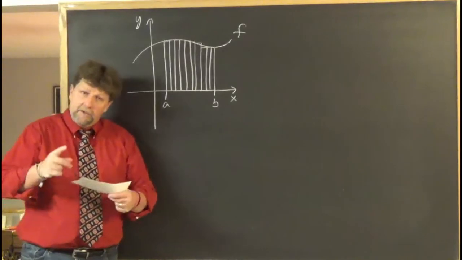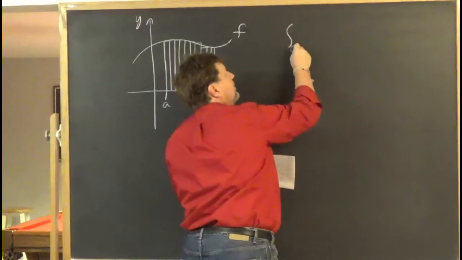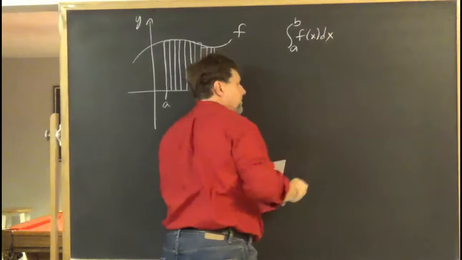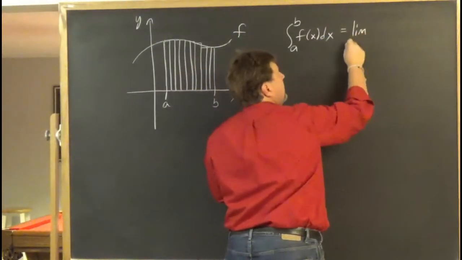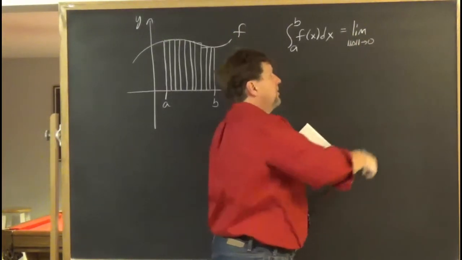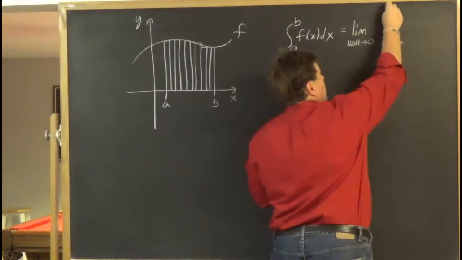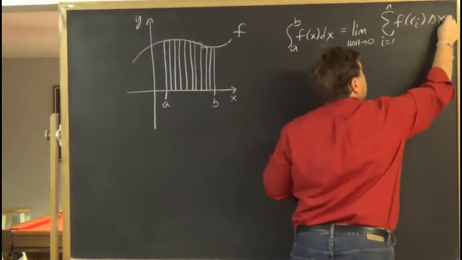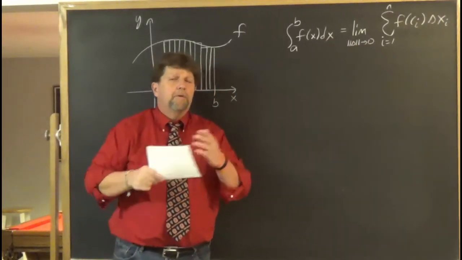And that gave rise to, I'm going to write it over here, the definite integral. So the definite integral from a to b of f of x dx. And I define the definite integral to be the limit as norm approaches 0 of the sum i equals 1 to n of f of c sub i delta x sub i.